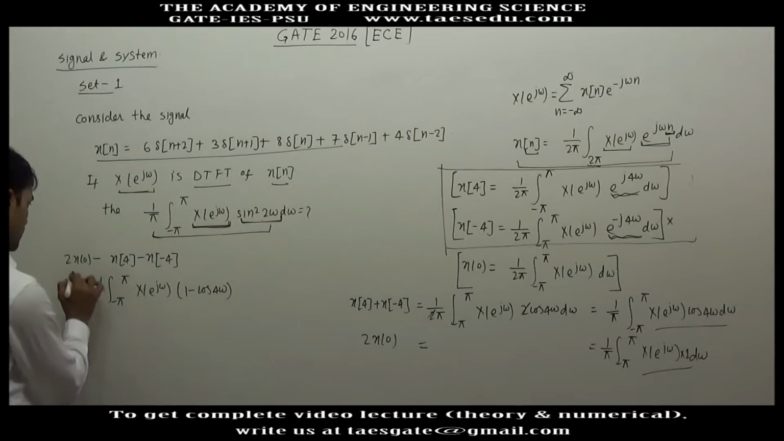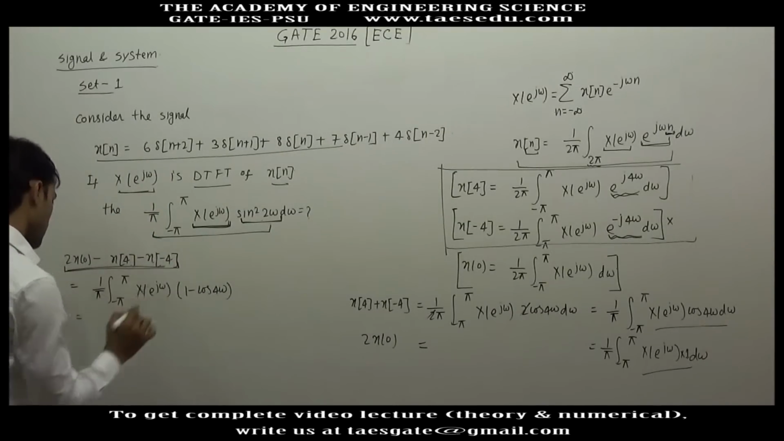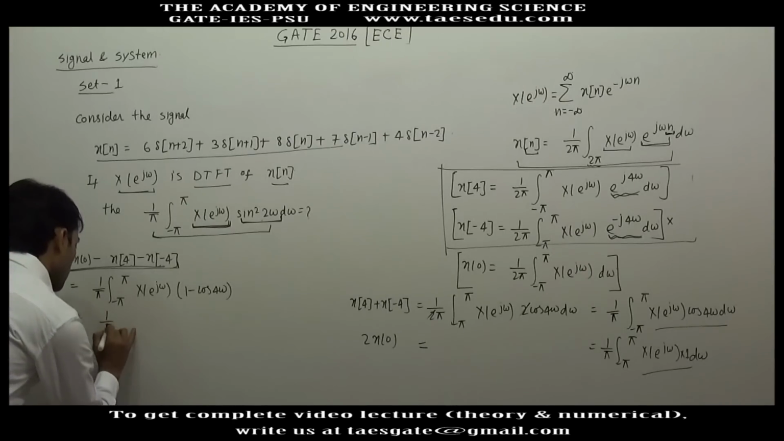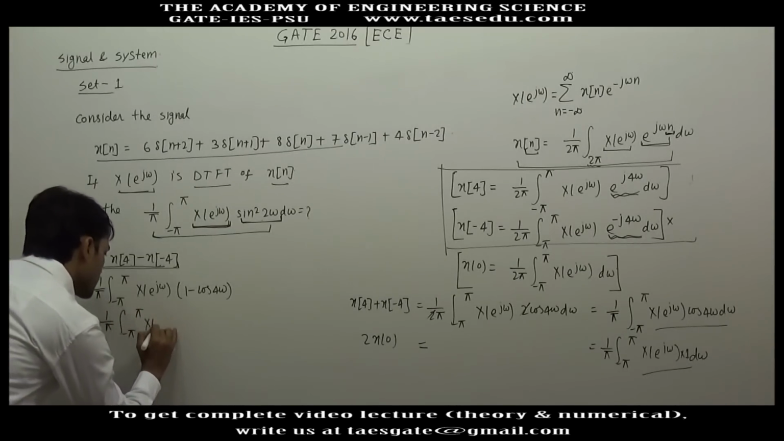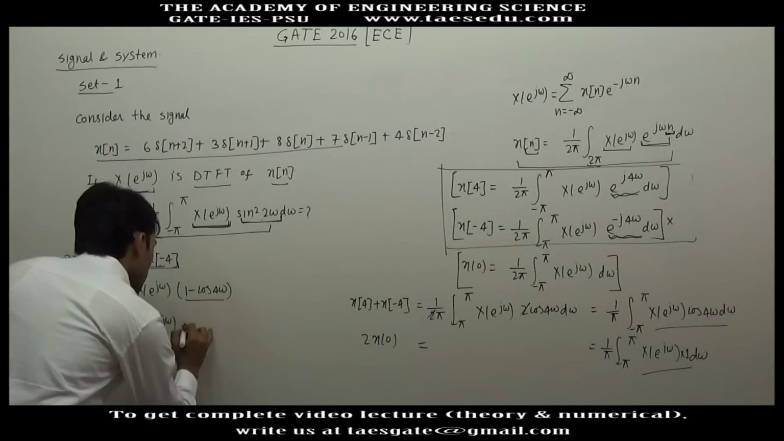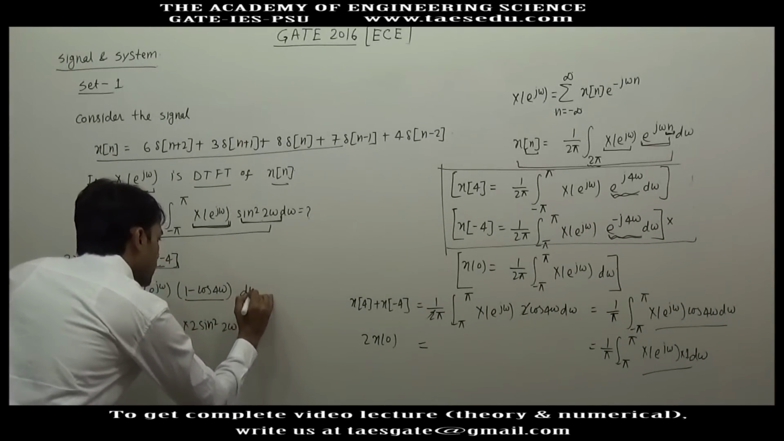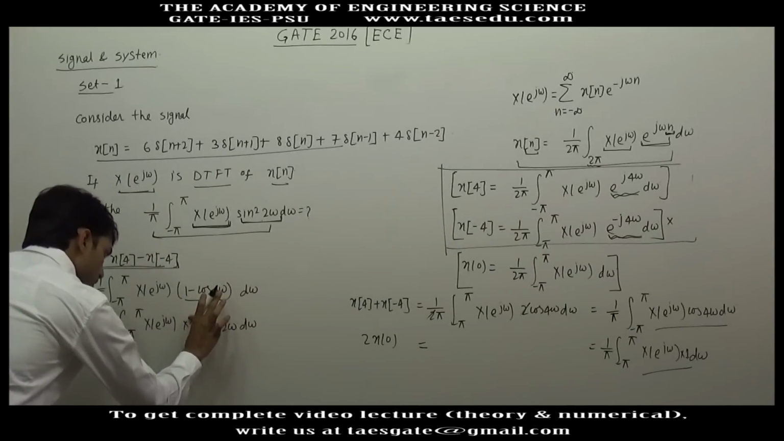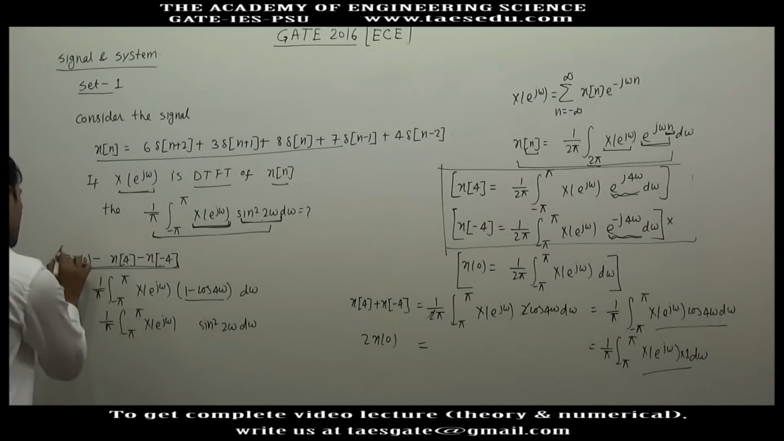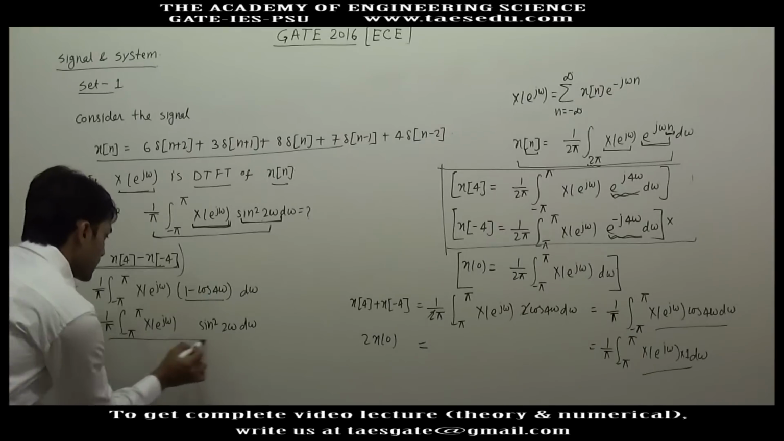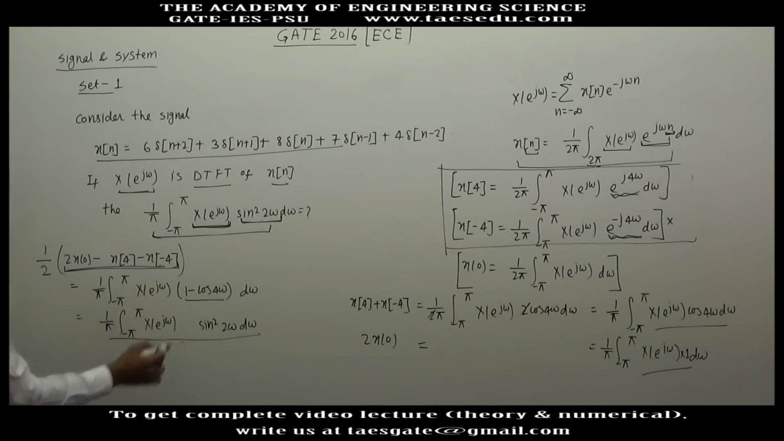Okay. The left hand side, let it be as it is. First solve this. 1 upon pi, minus pi to plus pi, X e to power j omega. This will give you 2 sin square 2 omega d omega. So if you take 2 to the left hand side, we have to multiply it with 1 by 2. And this is the required integration. We have to find out the value of this integration only. So this is nothing but 1 by 2 into 2X0 minus X4 minus X of minus 4.